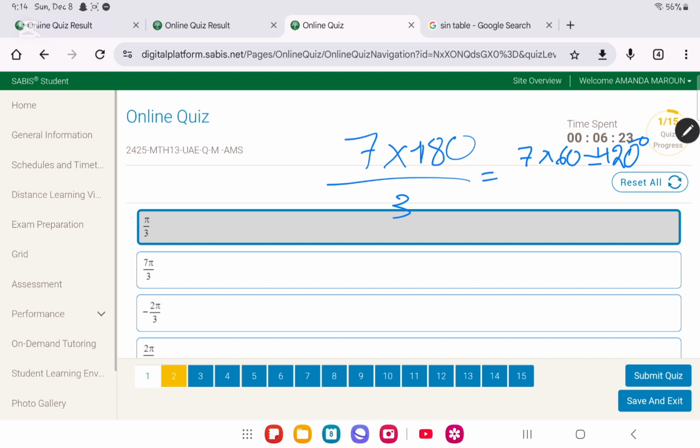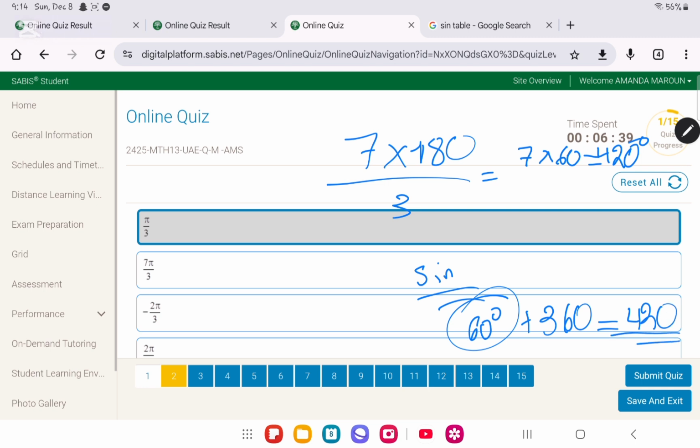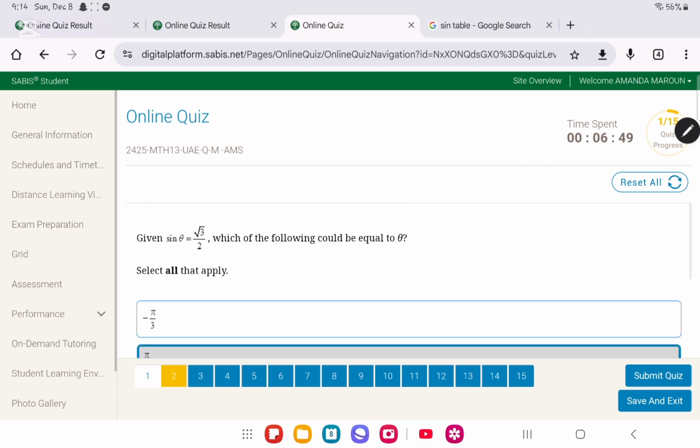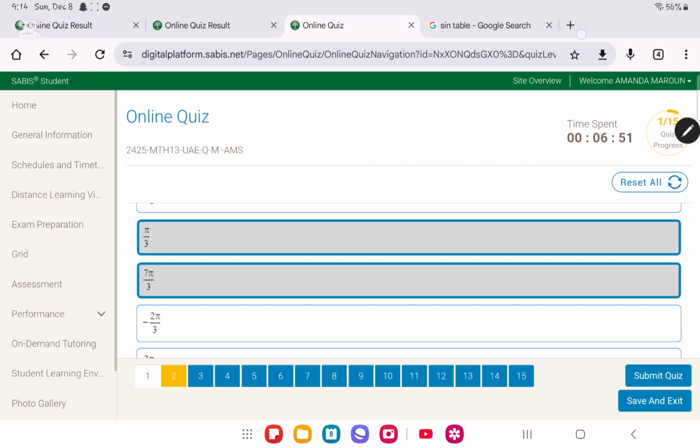I didn't see on the table anything that is 420 degrees. You should know that whenever we are dealing with sine, whatever angle we get, for example, 60 degrees, if you add 360 to it, which is 420, this answer is also correct because it is a full revolution. So, in this case, again, we get 7 times 180 divided by 3 is equal to 420.